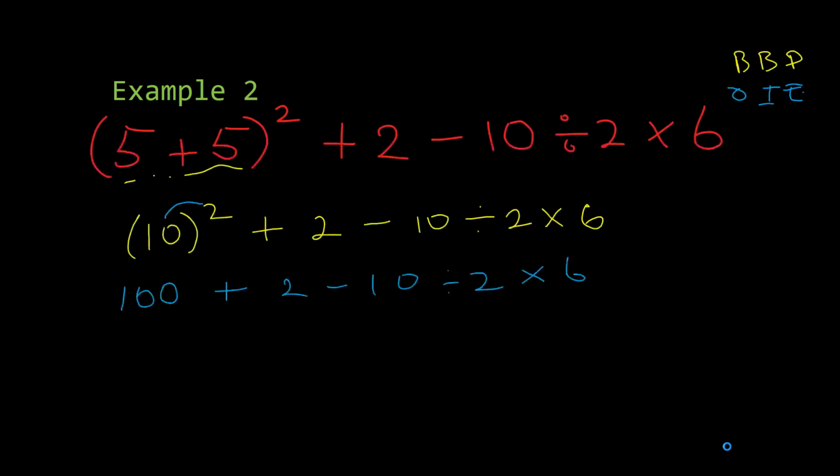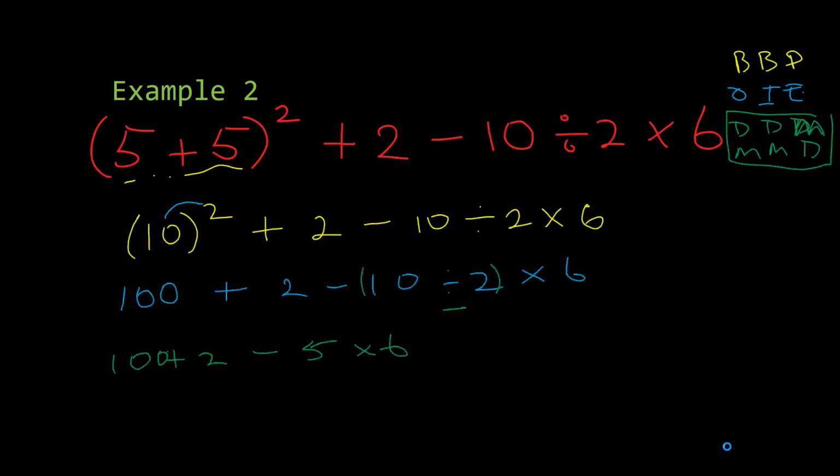Then what we're looking for is, after BODMAS, division or multiplication. Oh wait, this is M and this is D. Right, so either division or multiplication, whichever one comes first, reading from left to right. So I am seeing the first thing here, which is a division, that is 10 divided by 2. So we say, okay, 100 plus 2 minus 10 divided by 2 is 5, multiply by 6.